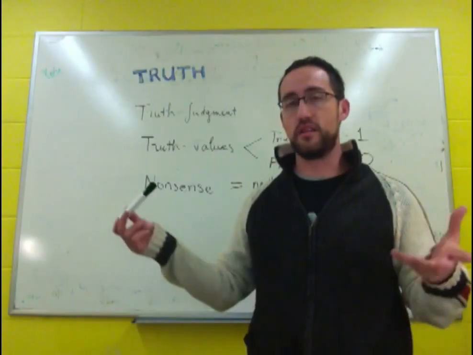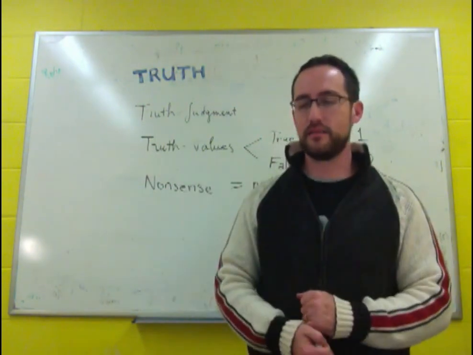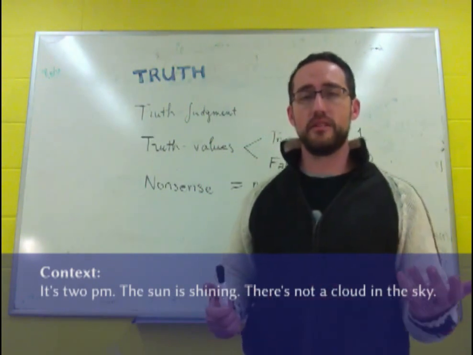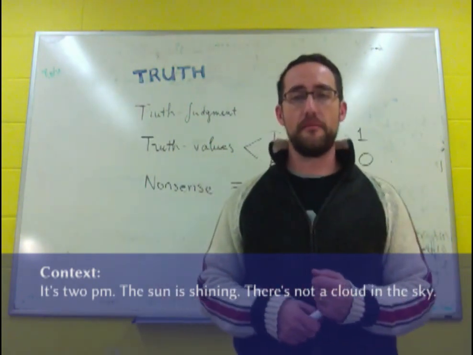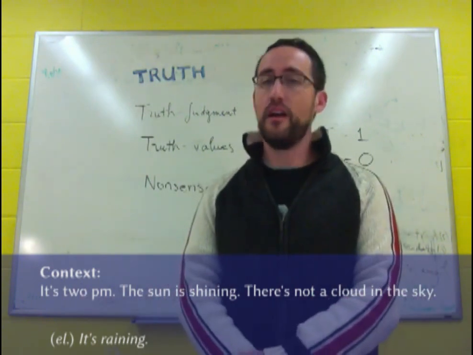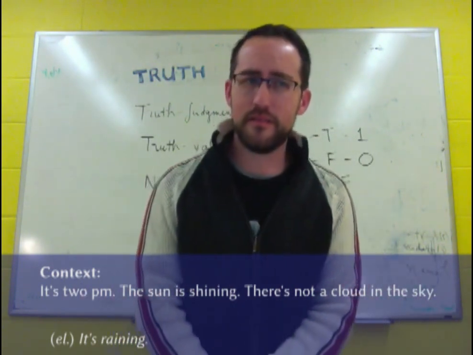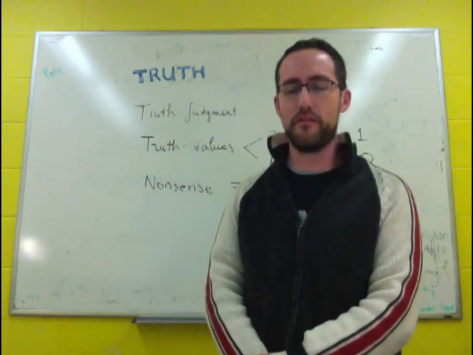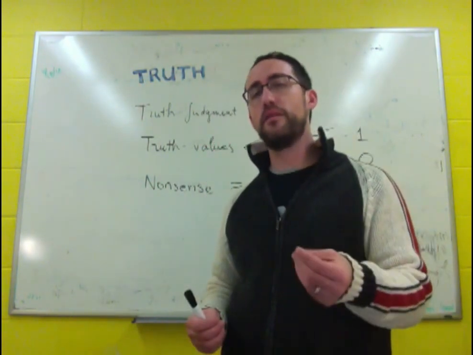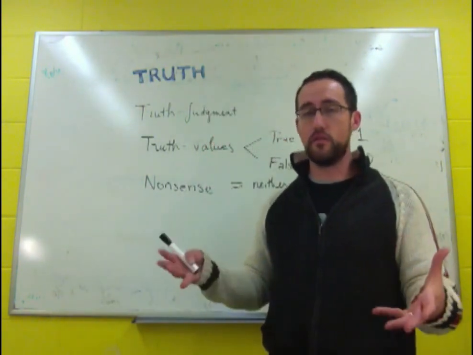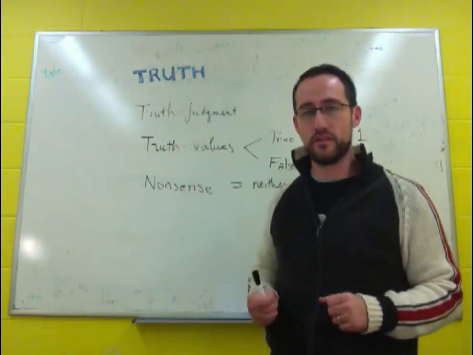So let's imagine a context. We just give the speaker a context. It's 2 p.m., the sun is shining, there's not a cloud in the sky. And then you give the stimulus. It's raining. Any English speaker will tell you that's false. And they might think you're crazy, that you're telling them something that's absolutely, completely false. And that would be an example of negative evidence, because it tells us that the verb rain does not apply to sunny situations.